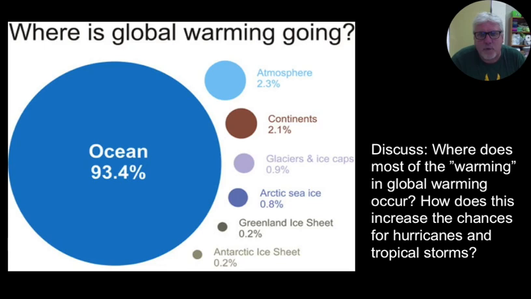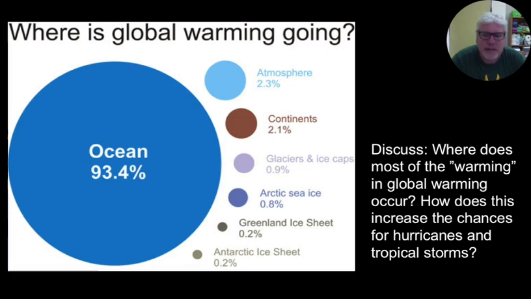Okay, and again, let's think about where this global warming is going, okay? As temperature heats up, where is it causing the most trouble? Down to the lower right side of this graph, it shows our ice sheets. They're taking a bit of a hit, but not as much as glaciers and continents. Continents like North America are seeing an increase, 2.1% impact of all the global warming is affecting these land masses. Atmosphere heating up a little bit more, 2.3%, but the biggest part of our planet that's being affected by global warming is the oceans, okay?